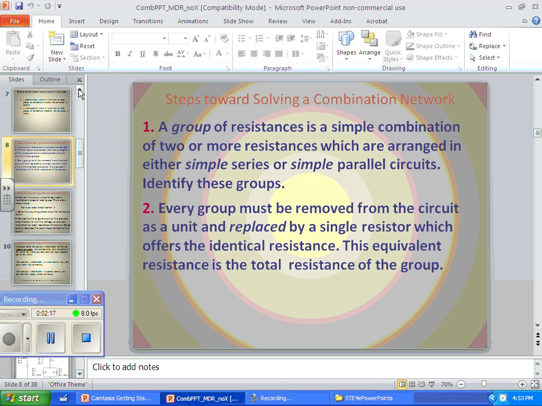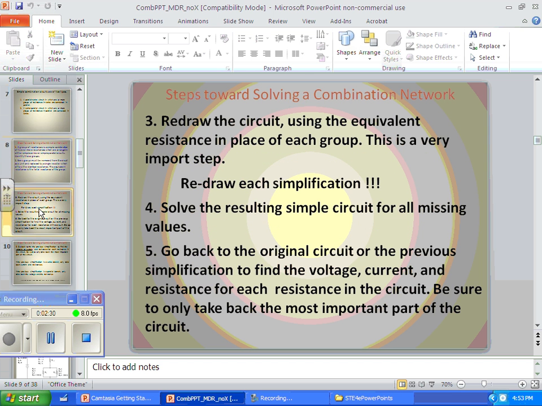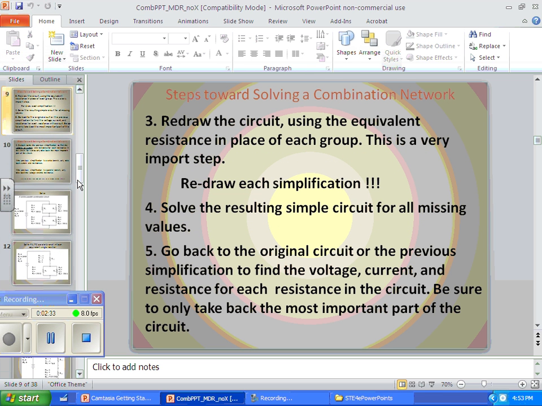Every group must be removed from the circuit as a unit and replaced by a single resistance which offers the identical resistance. The equivalent, in other words, an equivalent resistor. Whose theorem? Thevenin's theorem. Simplify, simplify, simplify. So, we redraw the circuit when we start simplifying. And we're going to redraw every time we simplify. I want you to remember that. Redraw at every simplification, because you're going to reuse that drawing when you come back.